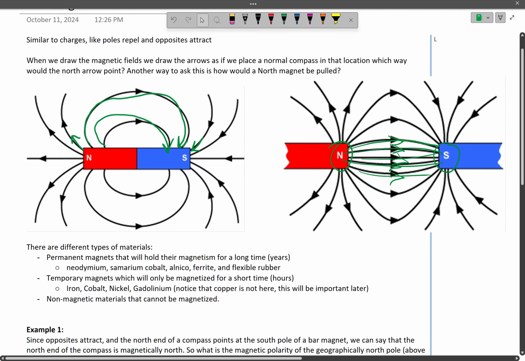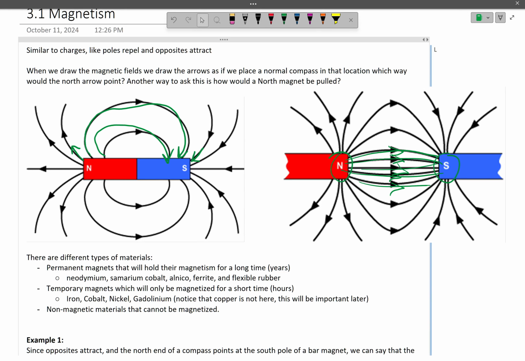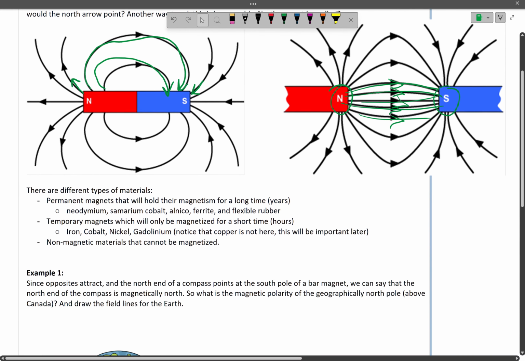Okay, there are different types of materials. We have permanent magnets. Neodymium is the most common, but there's all sorts that are listed there. They hold their magnetism for a long time, like years. Temporary magnets only stay magnetized for a short time, like hours. You can rub a magnet against an iron nail, for example, and get it to be magnetized for a little bit. And then there's non-magnetic materials, so like rocks, obviously, but also copper cannot be magnetized. You can rub it with a magnet, it won't get magnetized, which is important for later when we're talking about Lenz's law.